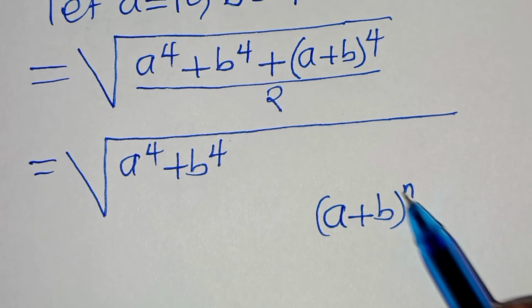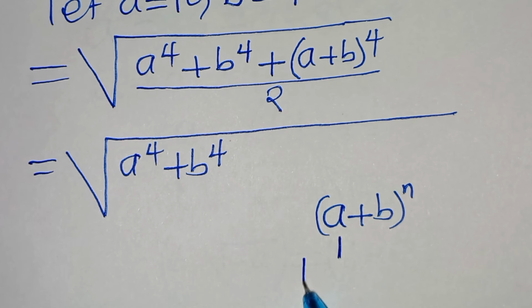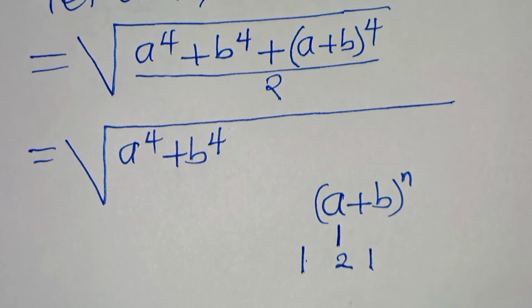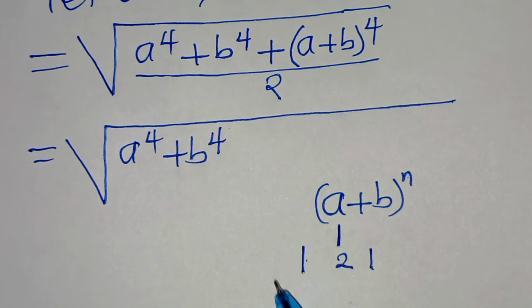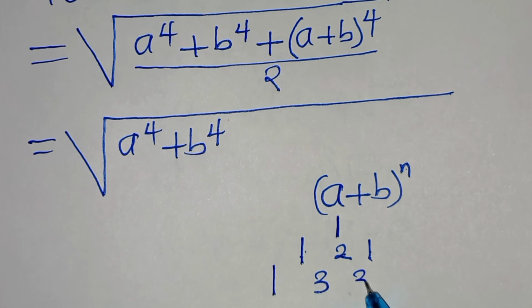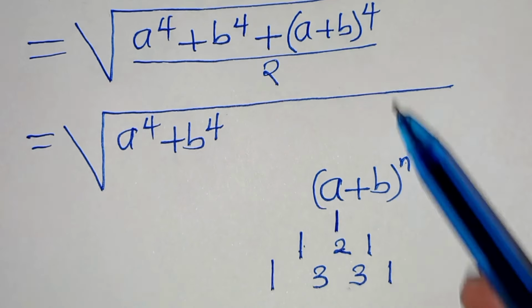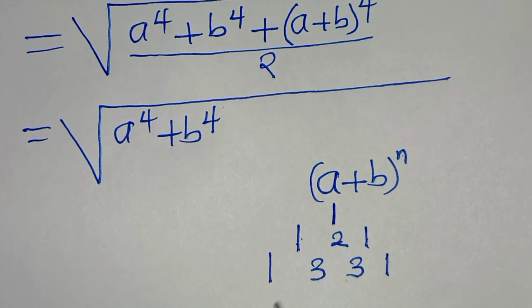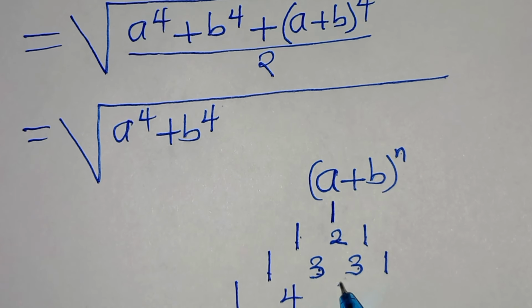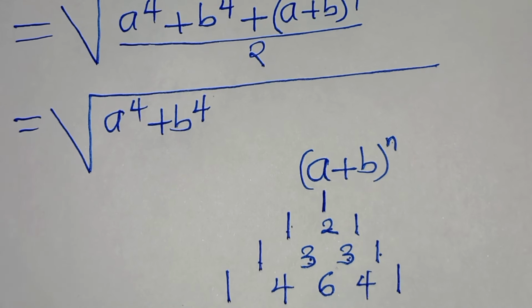Now, if we have n equal to 2, this means we have 1 here. So 1 plus 1, this is 2. Then we have 1. If n is equal to 3, then we'll have 1. 1 plus 2, this is 3. 2 plus 1, this is 3. Then 1. If n is equal to 4, like what we have here, this means we have 1. 1 plus 3, this is 4. 3 plus 3, this is 6. Then 3 plus 1, this is 4. Then 1.